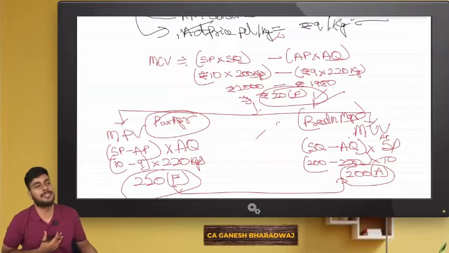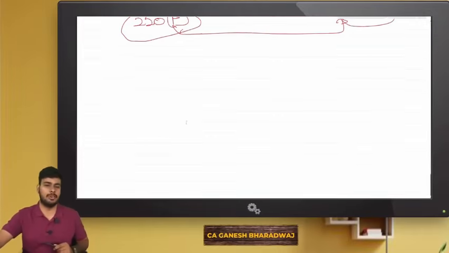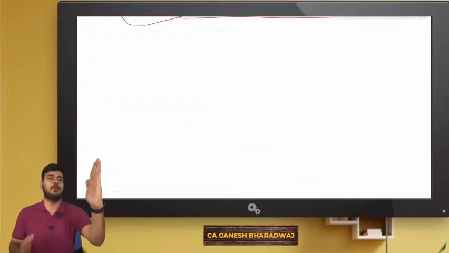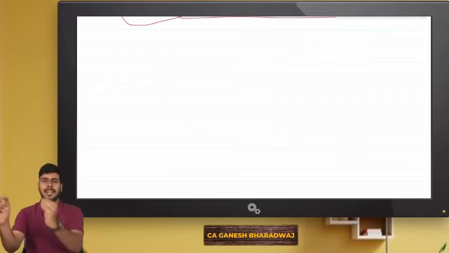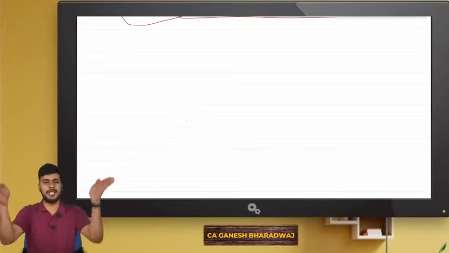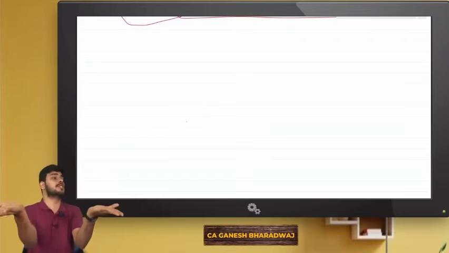Are you clear with this? Guys, are you all understanding this? Now, guys, you just tell me, without looking at anything, what is the formula for material cost variance? Standard quantity into standard price minus actual quantity into actual price. Simple. Now, this is branched into two. Material price variance, material usage variance.